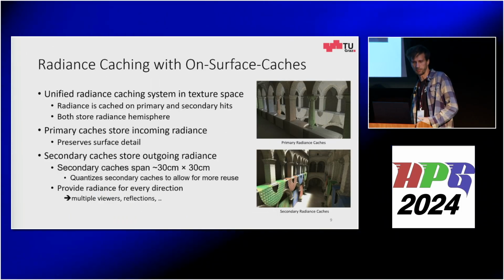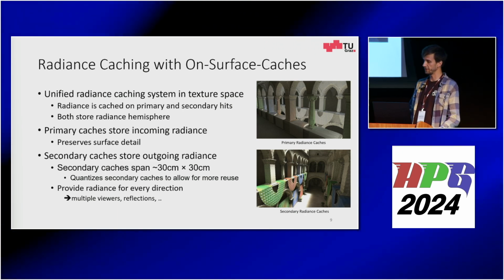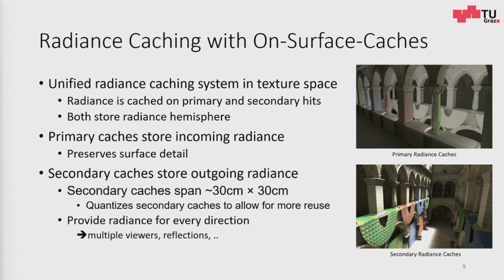So basically, we propose a radiance caching scheme with on-surface caches, providing unified radiance caching in texture space. So we cache radiance on the V-buffer hits, the primary hits as well as secondary hits, and both store the radiance over a hemisphere. So basically, this allows the radiance to be sampled from every direction. This comes with some nice benefits we will see later on.